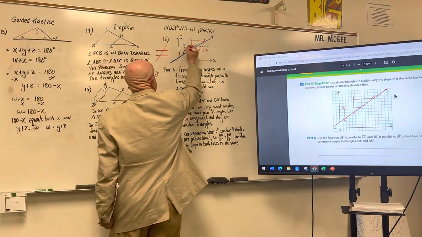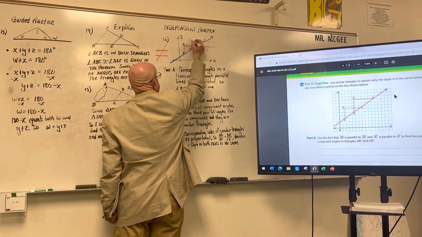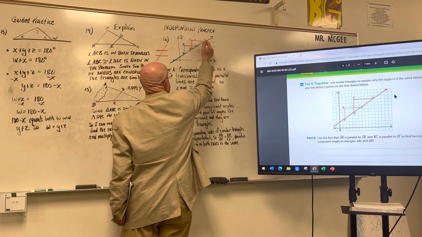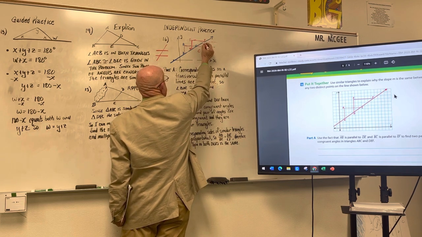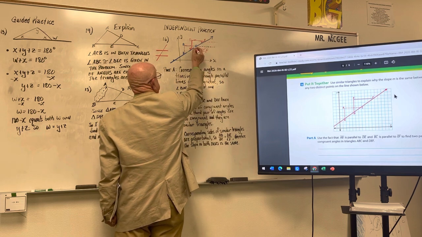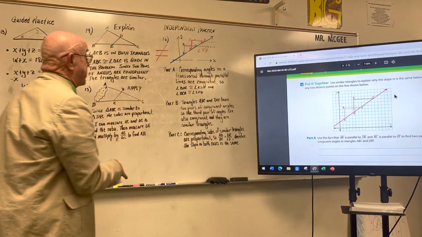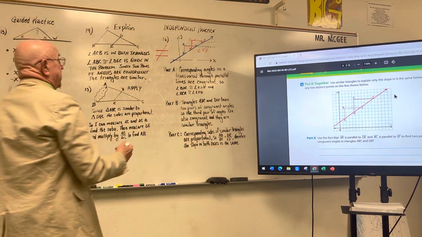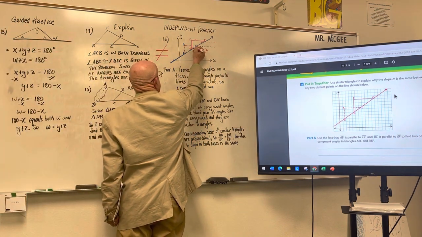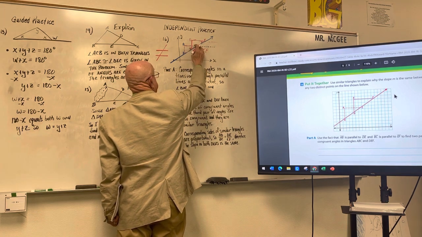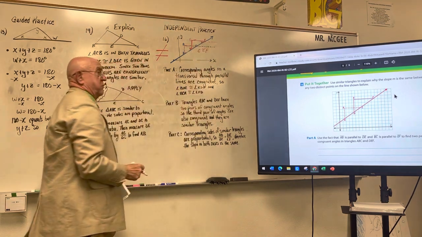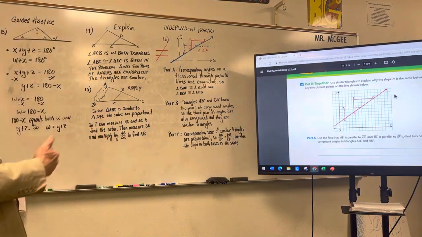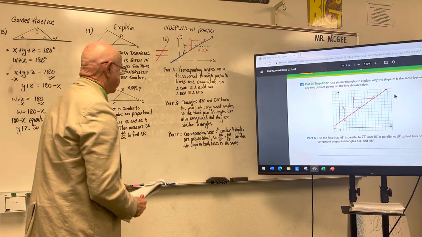Because we have this angle here and this angle here that are the same, and then we have these two angles that are the same. So if this is the same and this is the same, that means this angle here and this angle here have to be the same inside the triangle. The external angles have to be the same. So we have two sets of congruent angles. If we have two sets, we therefore have the third set that makes them similar.